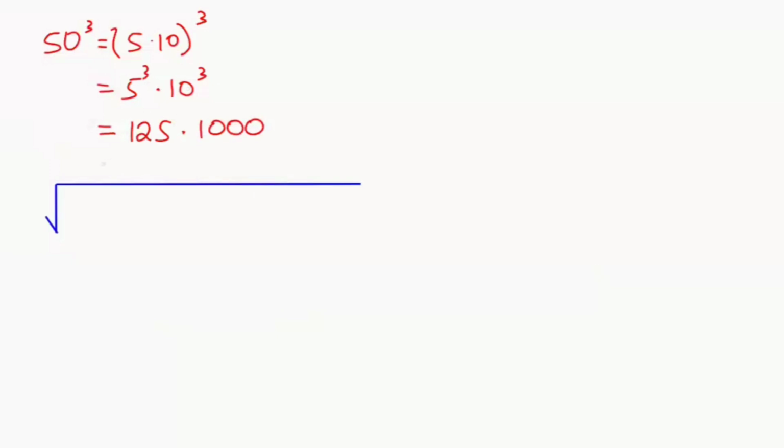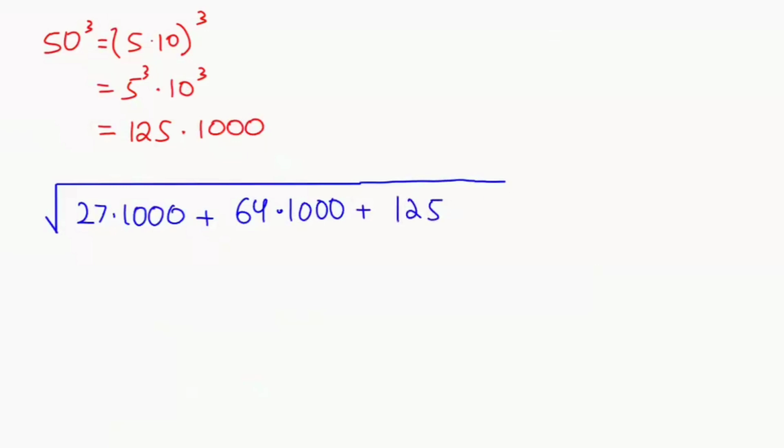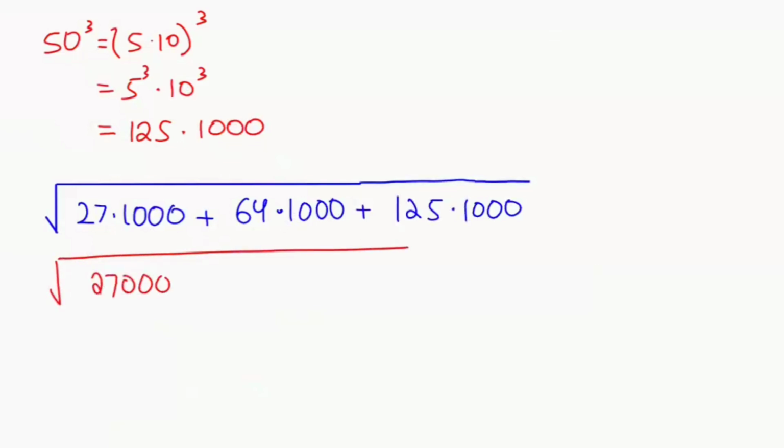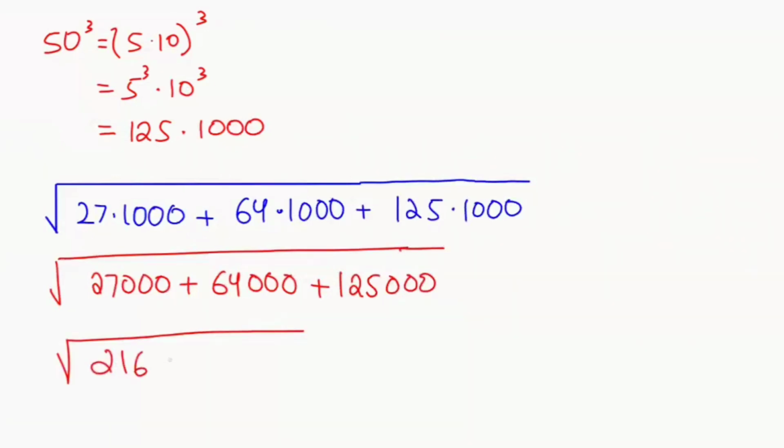30 to the power of 3 we got 27 times 1000, plus 40 to the power of 3 we get 64 times 1000. And for 50 to the power of 3, we get 125 times 1000. Now here I'm going to multiply. So here we get 27 and 3 zeros plus 64,000 plus 125,000. And this will be equal to 216 and 3 zeros.